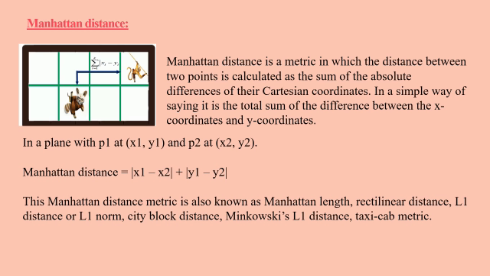In a plane with P1 at x1, y1 and P2 at x2, y2, Manhattan distance is equal to mod of x1 minus x2 plus mod of y1 minus y2. This Manhattan distance metric is also known as Manhattan length, rectilinear distance, L1 distance or L1 norm, city block distance and taxicab metric.